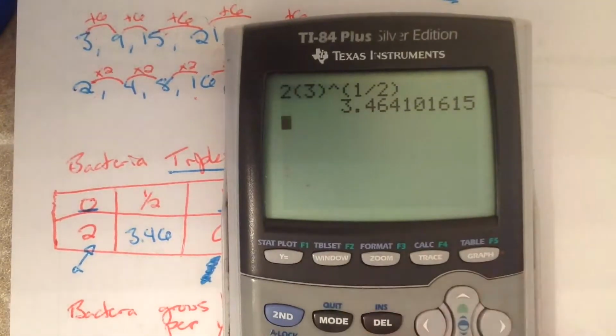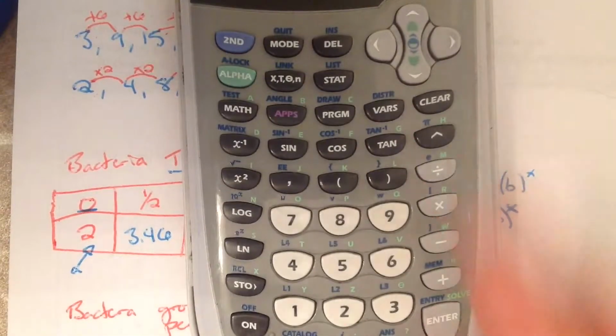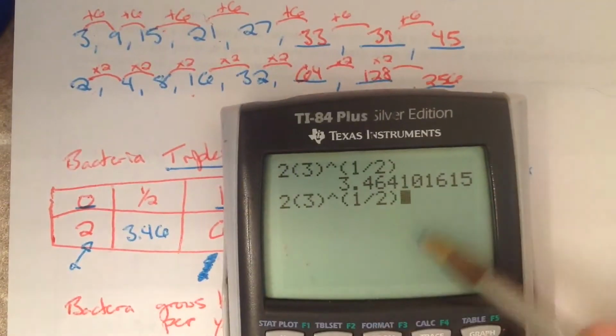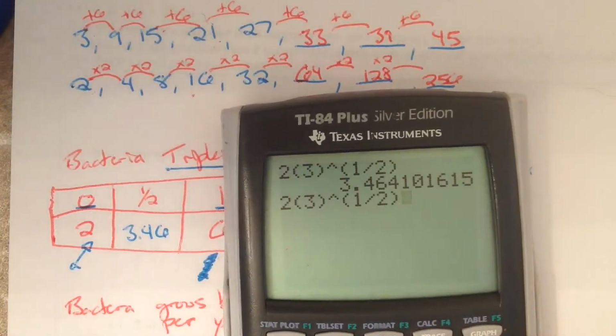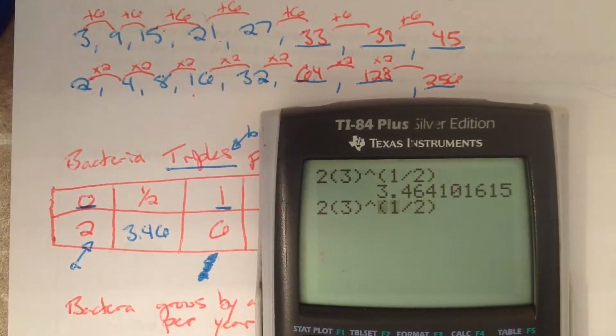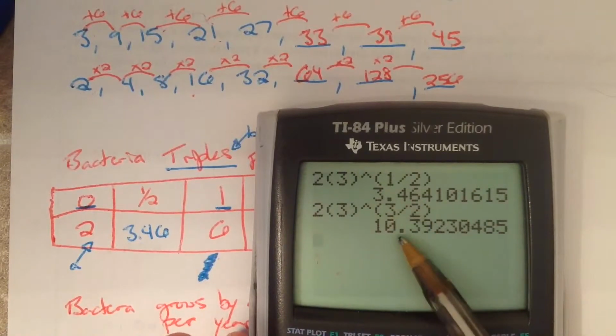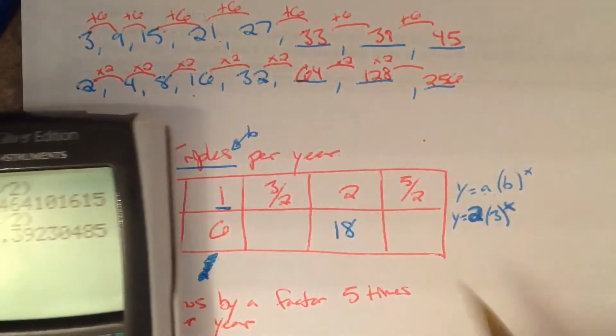Here's a cool trick. If you go second, enter down here at the bottom, it pulls back up the last equation you used. So if we want to put in the 3/2 now, all we have to do is slide over, put in a 3, and click enter again. So now putting in 3/2 in for x, we'd end up with 10.39 for our bacteria.